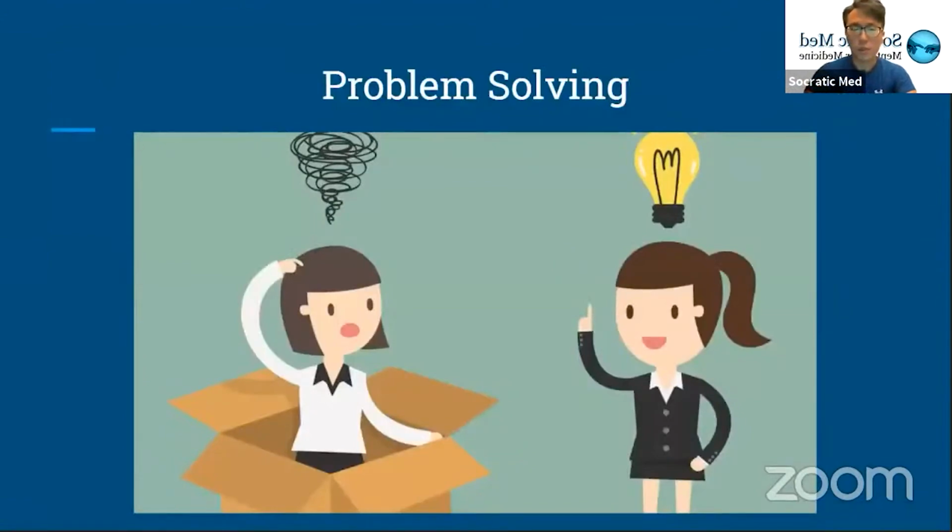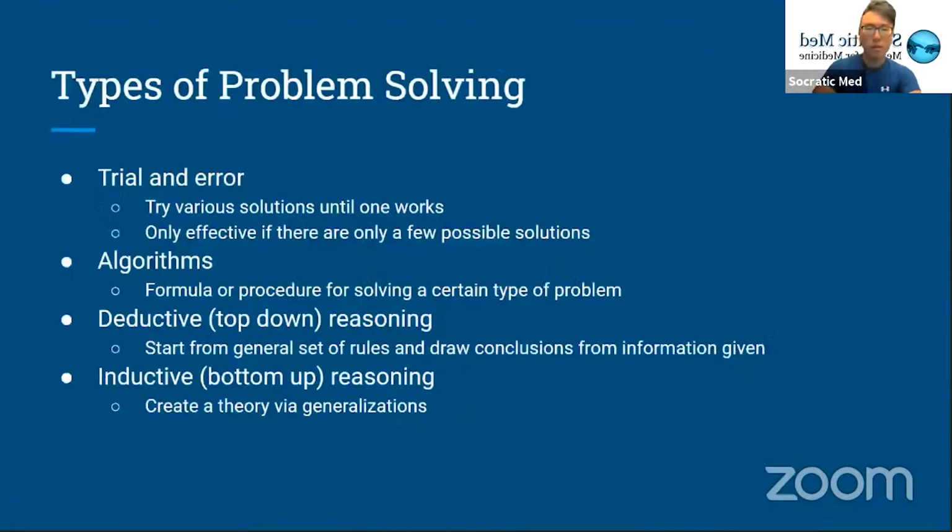So problem solving. There are a few different types of problem solving that are on the MCAT. The first one is trial and error. That's the basic type of problem solving. That's when you just try every possible solution until one works. But that's only effective if there are a few possible solutions.